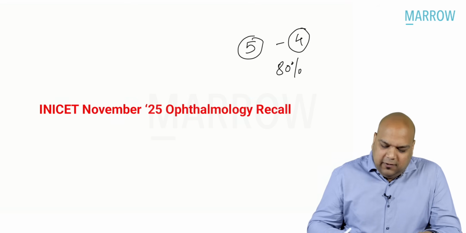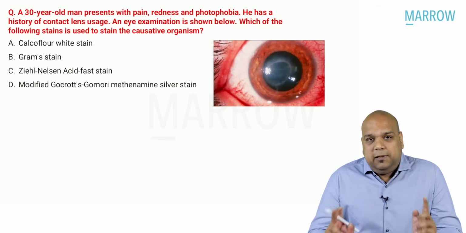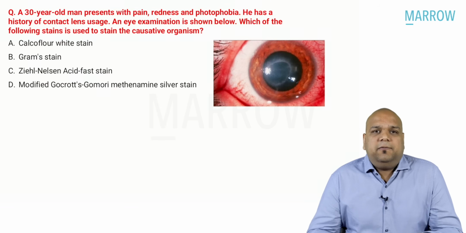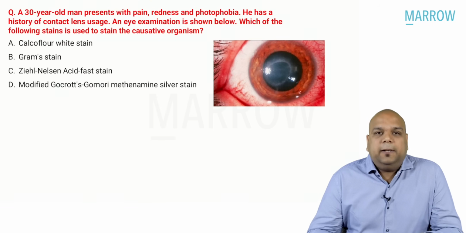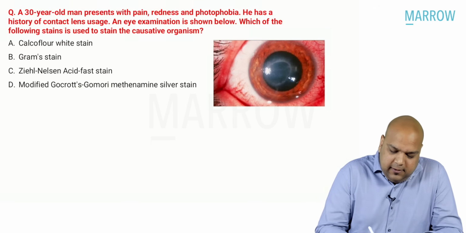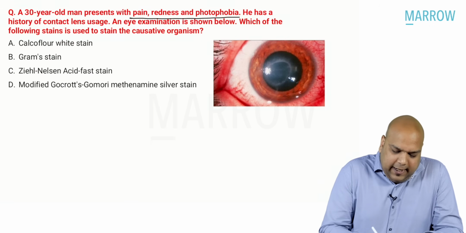So let's start with our first question, which was asked. Again, please remember these are recall questions, so there may be a little variations. If there are, please feel free to tell us. Question number 1. A 30-year-old man presents with pain, redness, and photophobia. All right. He has a history of contact lens usage.